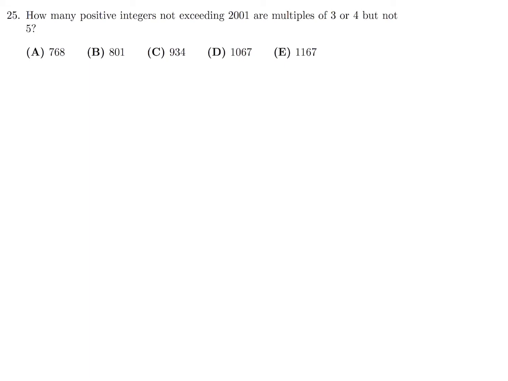How many positive integers not exceeding 2001 are multiples of 3 or 4 but not 5? Okay, so we have 2001. When you divide by 3, it'll give you the number of multiples of 3, and that is 667. 2001 divided by 3 is actually exactly equal to 667.